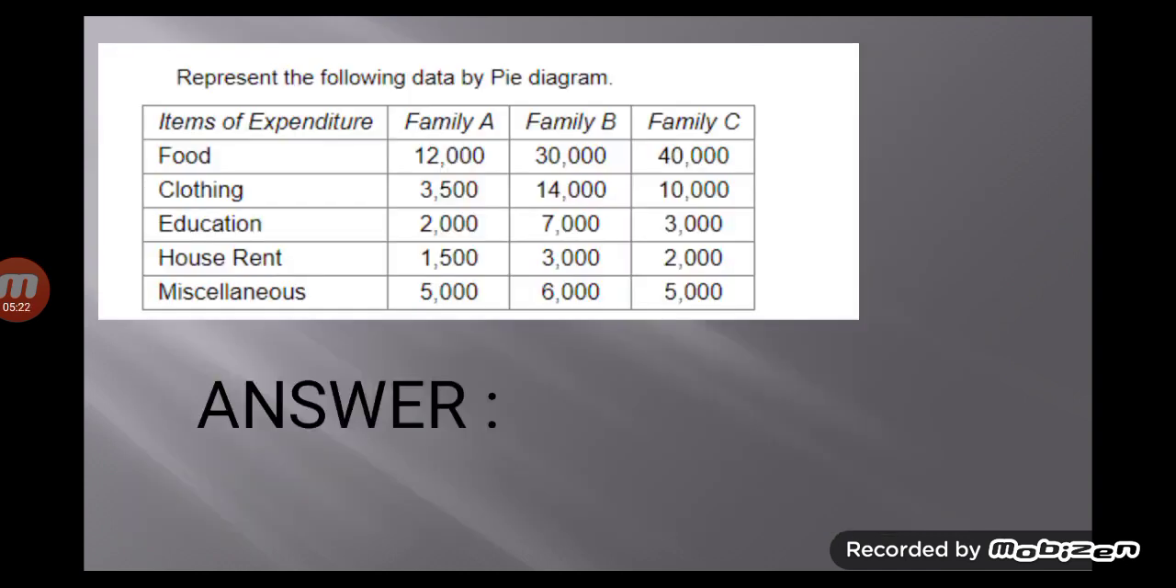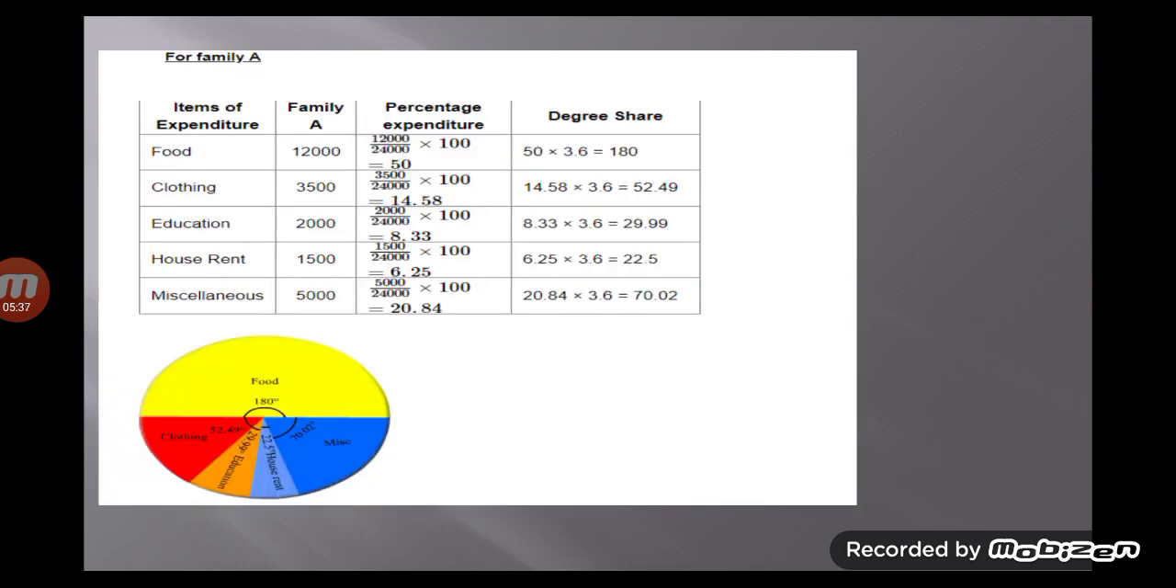Next, pie diagram. Pie diagram is used to represent data in a circle diagram. Here they have given the expenditure of families A, B, C. We can represent these data in a circle by simple calculation. To draw a pie diagram, we have to use the formula: angle is equal to original value divided by total value into 360 degrees. By using this, the sum of the degrees should be 360 degrees, which should tally with the circle of 360 degrees.